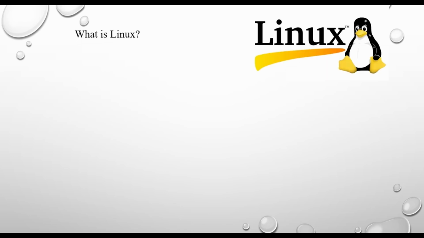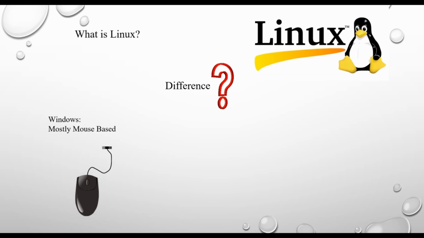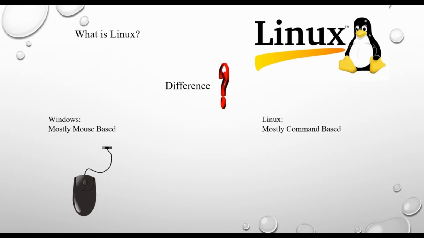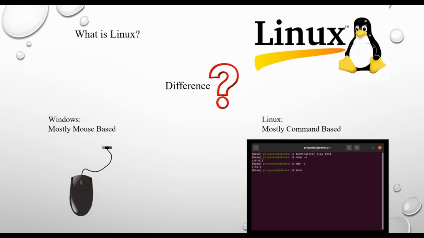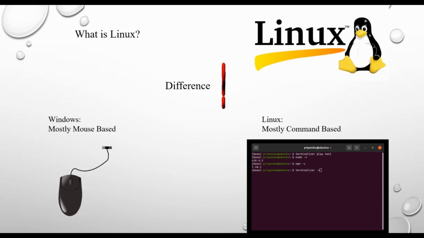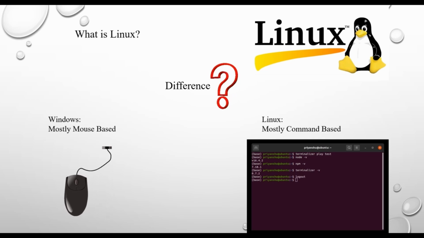Now what is Linux? In simple terms, Linux is an operating system, just like Windows and macOS. All of these three are operating systems. The main difference is that Windows relies mostly on the mouse and graphical interface, whereas Linux allows us to perform most tasks using commands. And that's exactly what makes Linux so powerful.